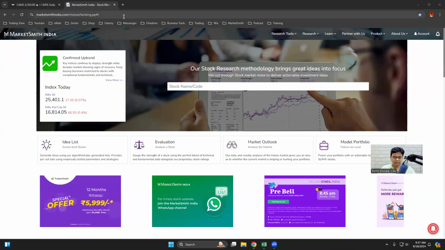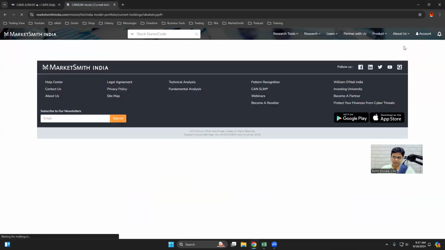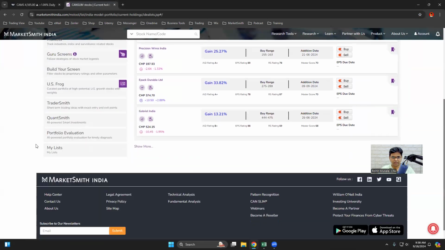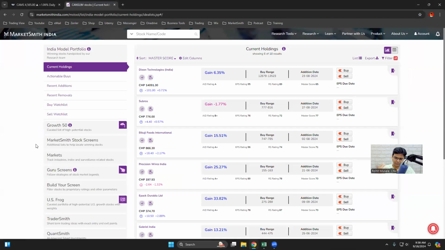So, this is the MarketSmith India website. After you log in, click on idea list. You get this. I think the feature that I'm discussing with you is only available to premium members who have a subscription, at least a 1 month or 3 month subscription, or maybe a weekly subscription, so that you get access to this valuable data.